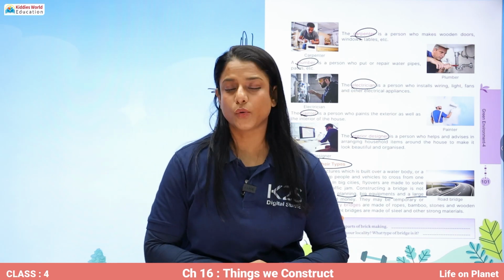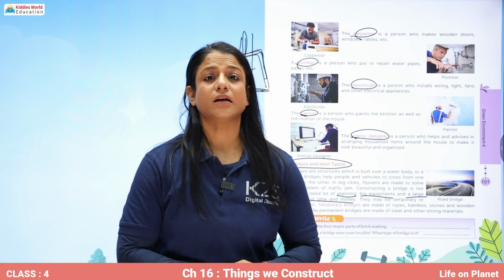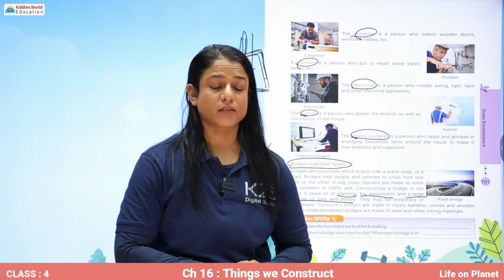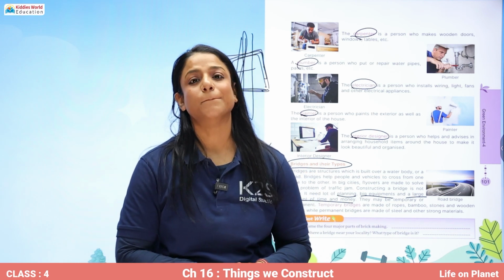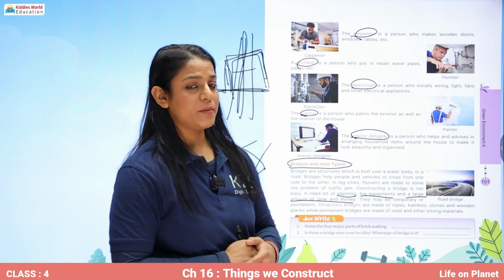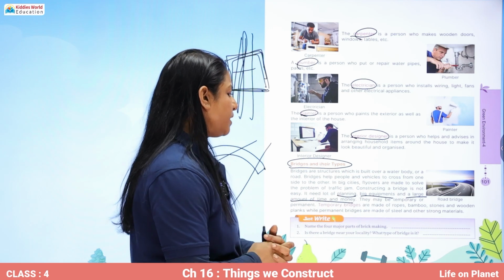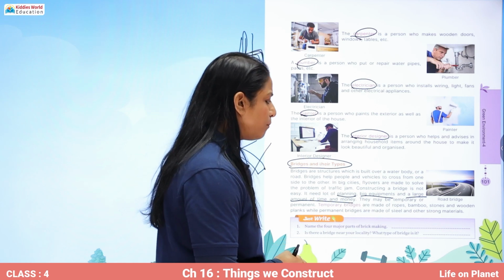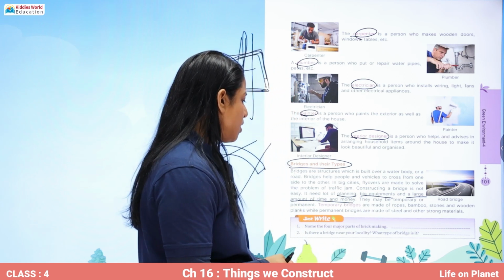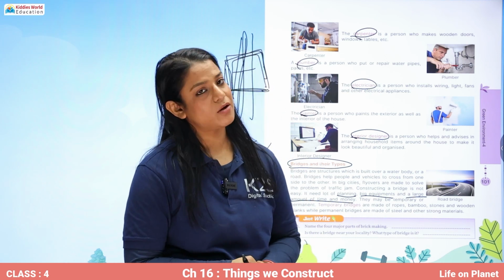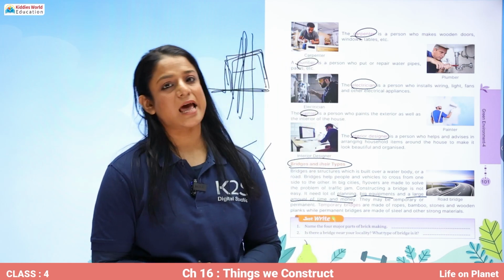So if you're going on a road and you see big machines, cranes, and a lot of people involved in construction work, they might be building a bridge across the road, or a flyover is being built. Bridges may be temporary or permanent. Temporary bridges are made of ropes, bamboo, stones and wooden planks, while permanent bridges are made of steel and other strong materials. So just like Kacha house and Pakka house, there are temporary bridges and there are permanent bridges.